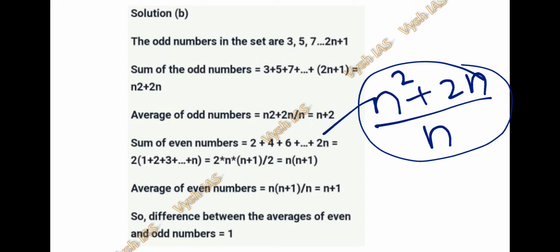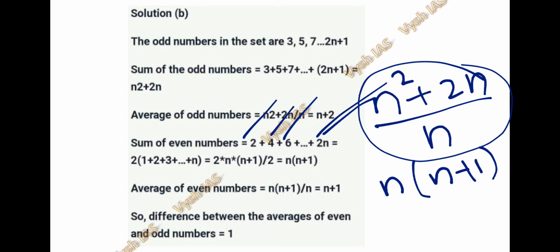And the even integers start from 2, 4, 6 and so on till 2n. Okay, 2n will be the last even integer in that set. So if you take the average of it, the sum is n into n plus 1, divided by the total even integers, which are n. If you cancel this n and n, we will get n plus 1.